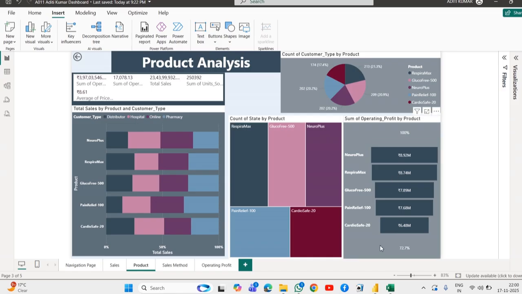So this particular data set gives me a brief profit analysis of the company, and it helps with the pricing and the product life cycle planning. And last is the count of the customer type, which is my pie chart.